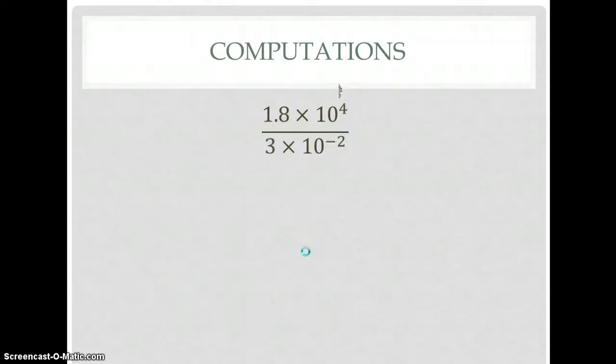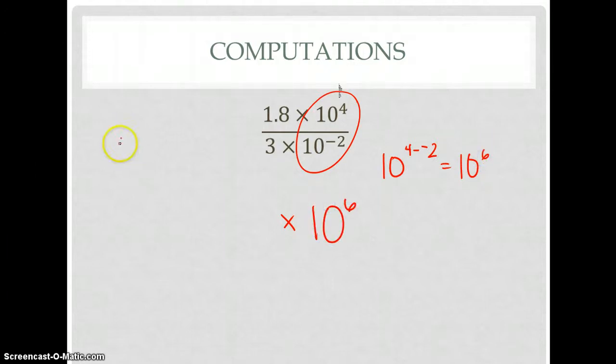So we have multiplication rules. We also have division rules. If we remember our division rules, we're going to put this in scientific notation. 10 to the 4th divided by 10 to the negative 2nd. Remember, we subtract those exponents. So that would be 10 to the 6th power. So times 10 to the 6th, and if we have 1.8 divided by 3, it's actually going to be the decimal 0.6. So I have 0.6 times 10 to the 6th.